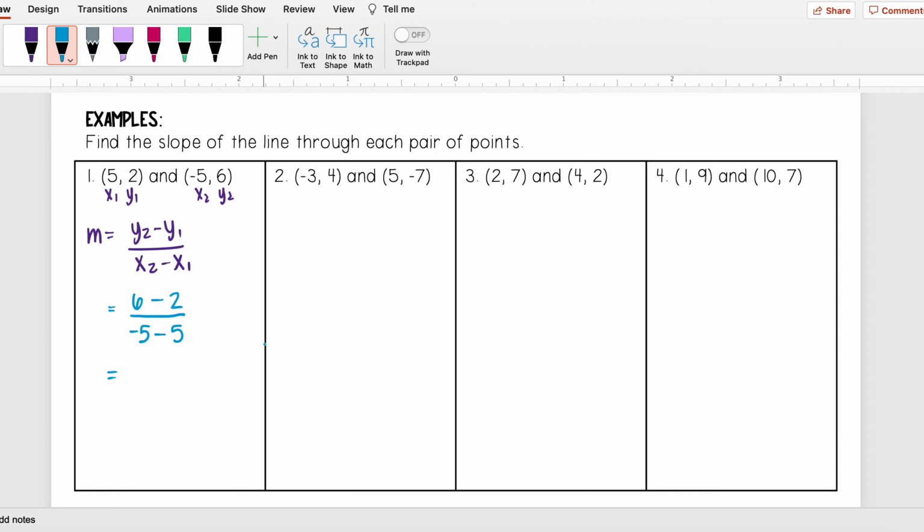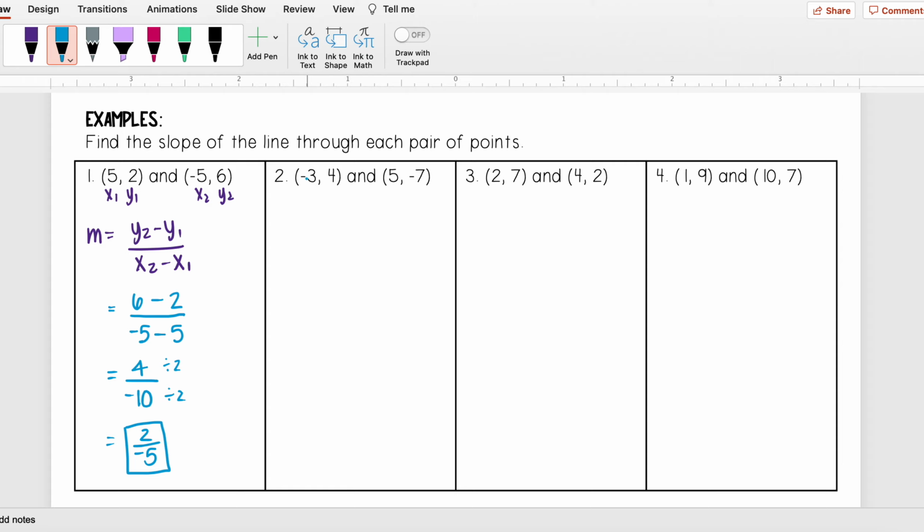And now I'm going to go ahead and simplify this. So 6 minus 2, I get 4. -5 minus 5, I get -10. And then now I'm going to go ahead and actually simplify that fraction. So I can divide 2 from top and bottom, and I get that this becomes 2 over -5.